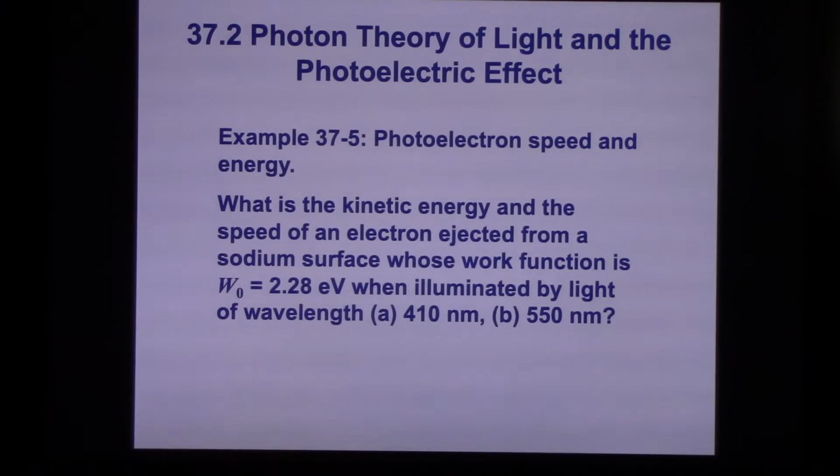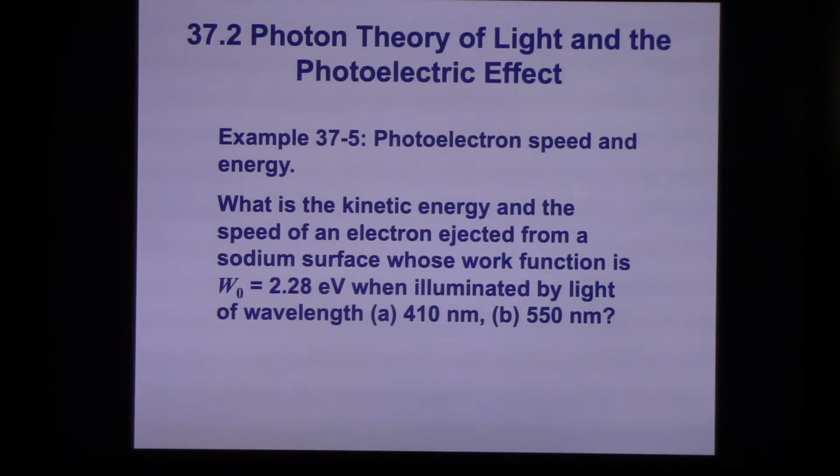So let's try an example. Here it says, calculate the electron energy. Now it says speed, so we'll do that too. What's the kinetic energy of an electron coming off the surface of sodium? Now, who starts with a block of sodium? That sounds like kind of a dangerous thing to work from here. But they're saying that the binding energy for sodium is 2.28 eV.